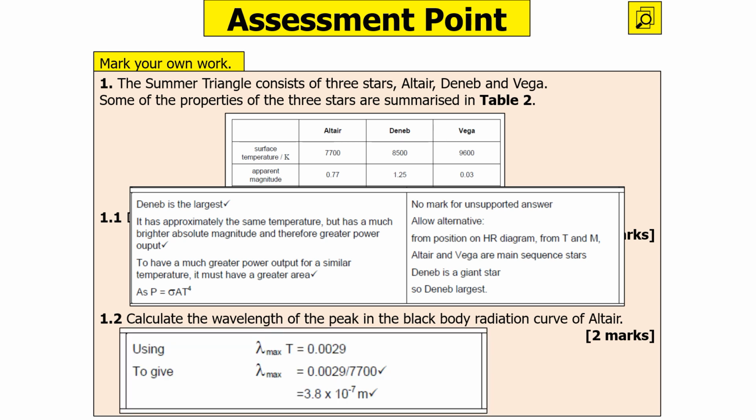Next one, once again, we use the Wien displacement law. Lambda max times T equals 2.9 times 10 to the minus 3. We worked out the wavelength to be 3.8 times 10 to the minus 7 meters.